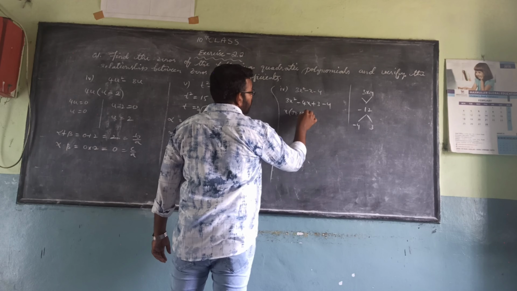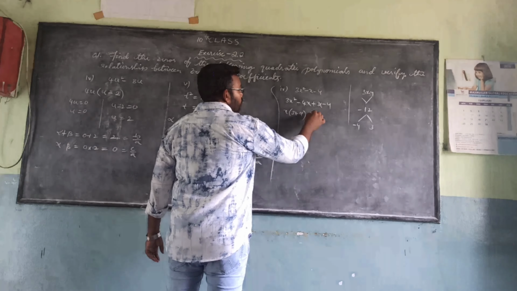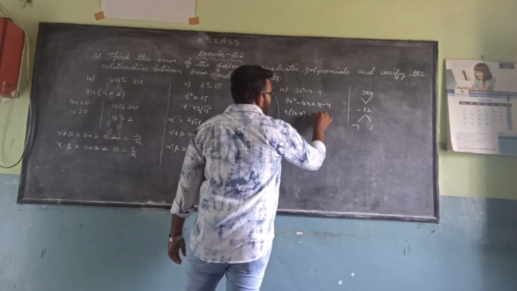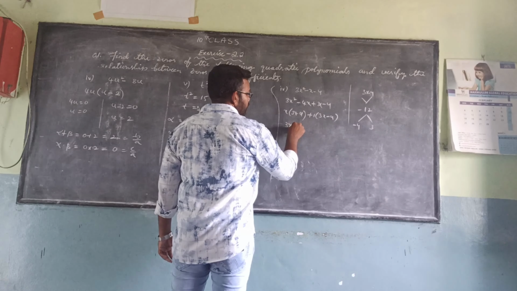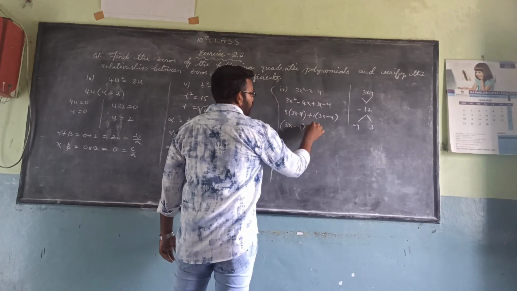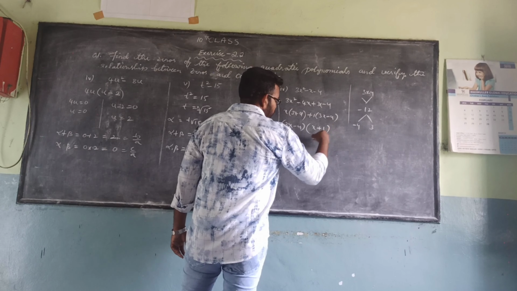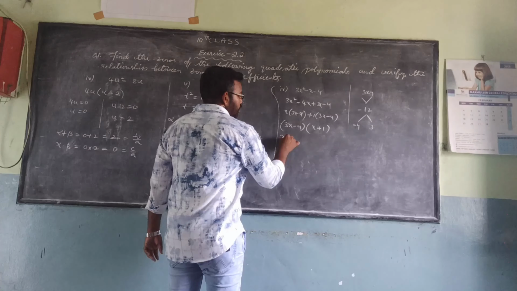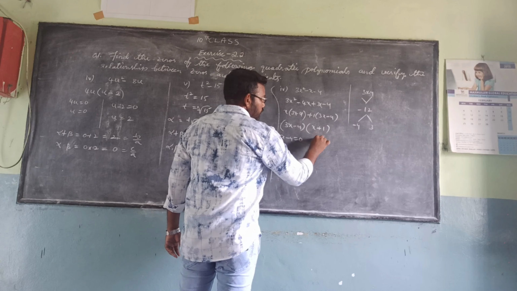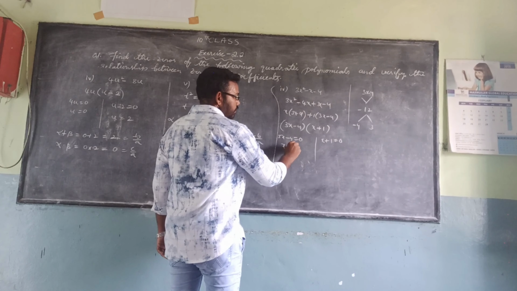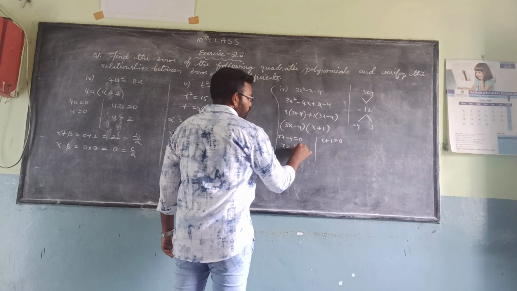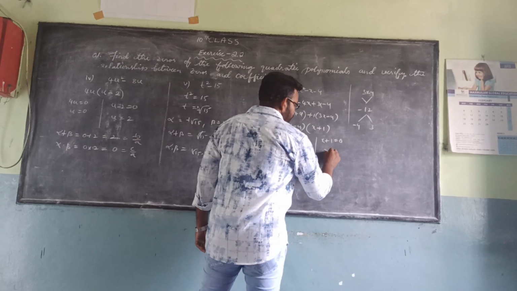3x minus 4. Here I am taking plus 1 as common. 3x minus 4. Here 3x minus 4 is the common term. So I am taking it common. 3x minus 4 into x plus 1. Here the first case is 3x minus 4 is equal to 0. The second case is x plus 1 is equal to 0. Here x is equal to 4 by 3. Here x is equal to minus 1.